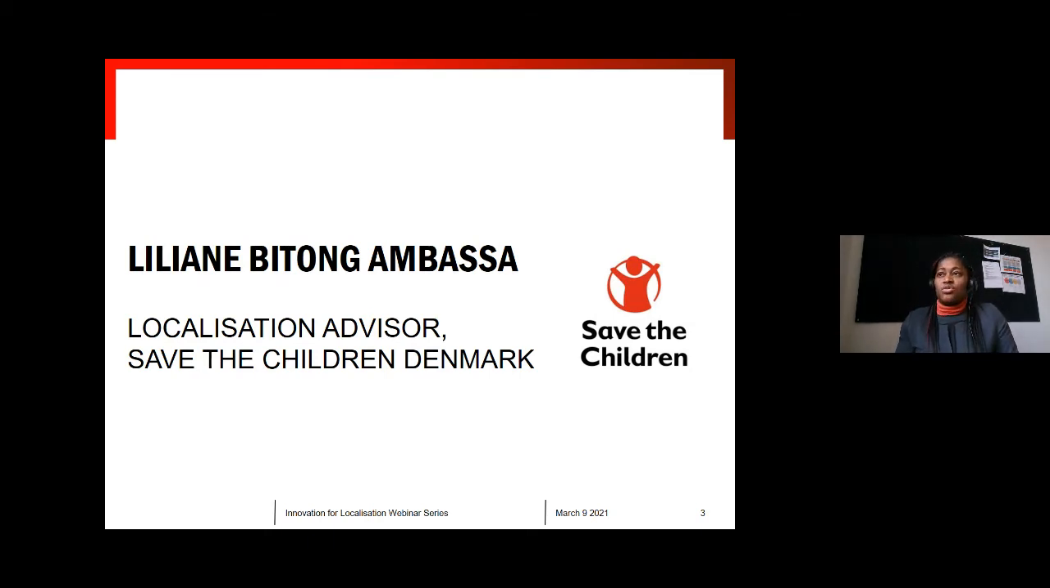Because they don't have access to these funds, what local or national actors report is their inability to retain staff, their inability to invest in capacity strengthening, just the inability to become stronger organizations.